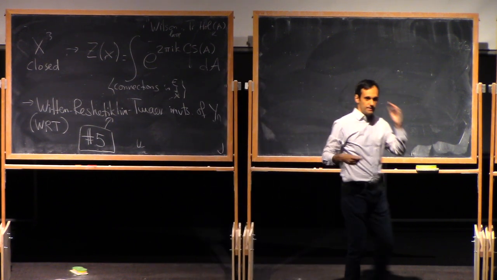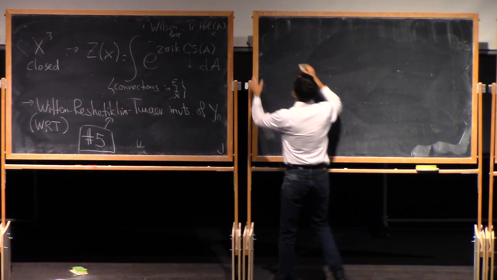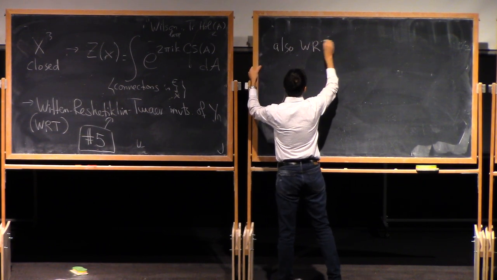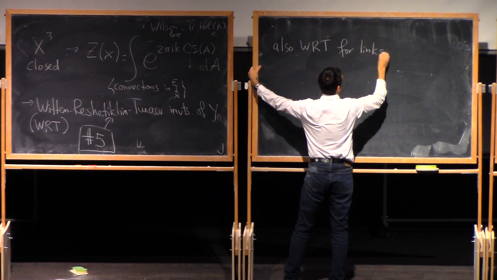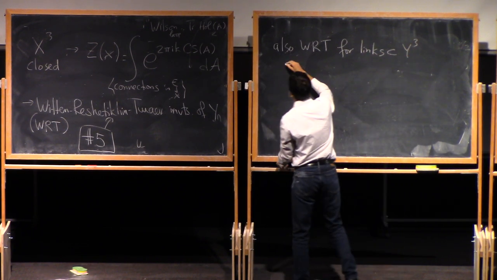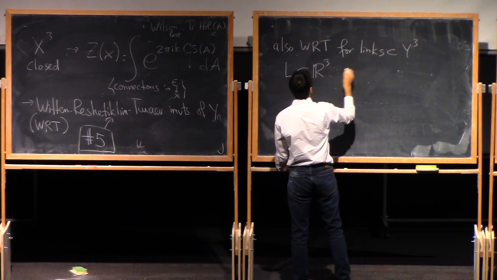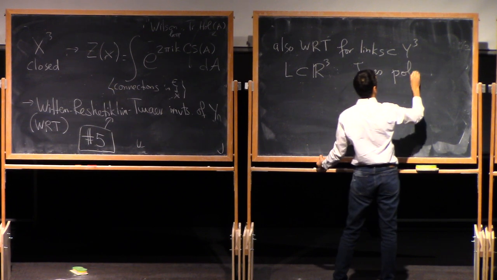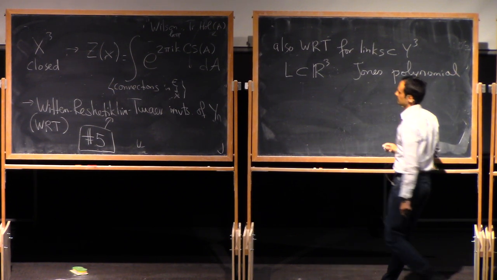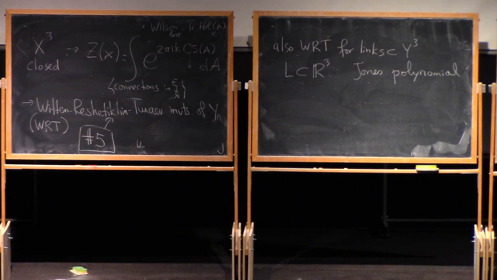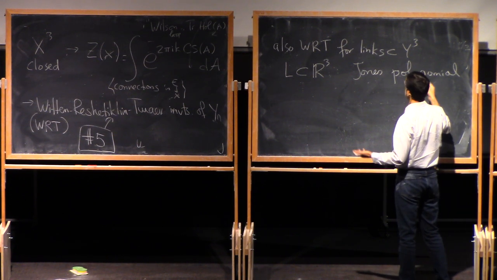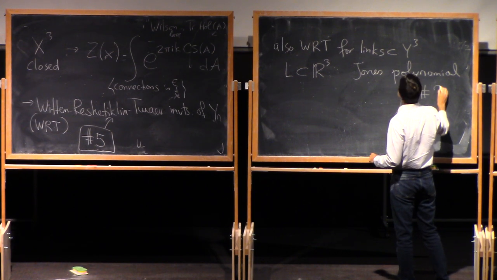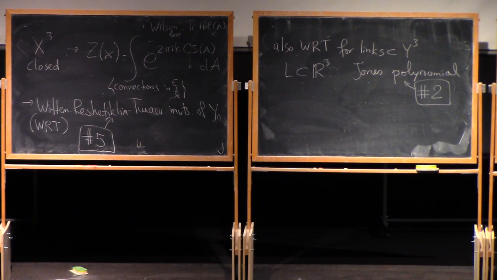And this way you can put knots in the picture, and you can insert more, and you can get a link. So basically, you also have WRT for links in three manifolds. And in particular, for links in R3, what you get is exactly the Jones polynomial, if the bundle is the SU2 bundle, or in other words, the SLN polynomials that, again, Jake Rasmussen talked about. So these are some famous invariants of knots, which were discussed in lecture number 2. So one way to think of them is as coming from this path integral.